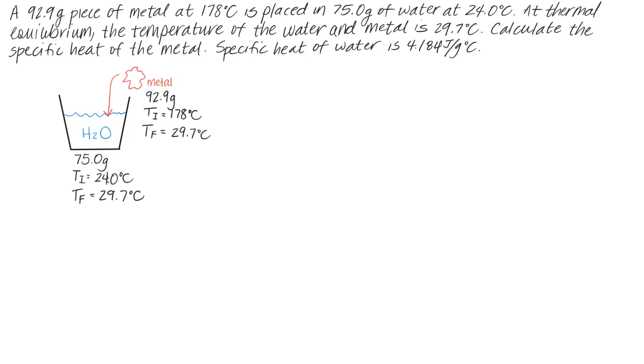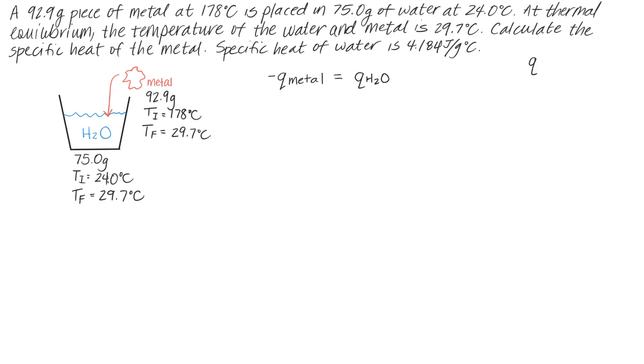Now we're ready to start the problem. We need an equation that will relate the amount of heat the metal loses to the amount of heat the water will gain. And we will use the law of conservation of energy to help us with that. So we know that the metal will lose heat and will be exothermic, and all of the heat that the metal loses must be absorbed by the water, which will be endothermic.